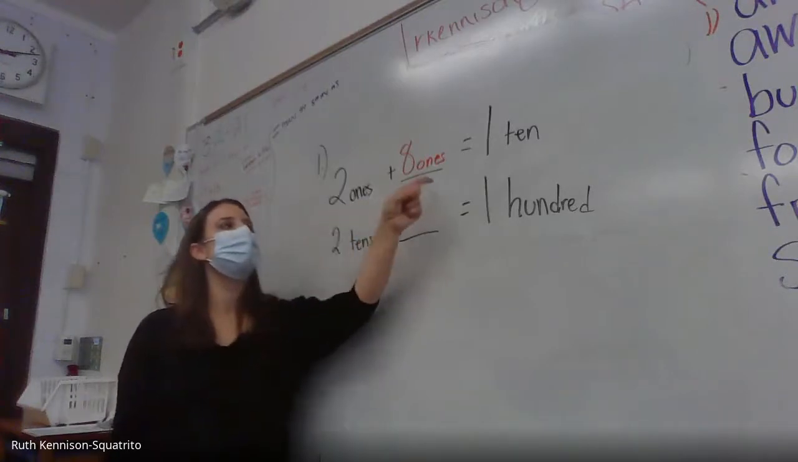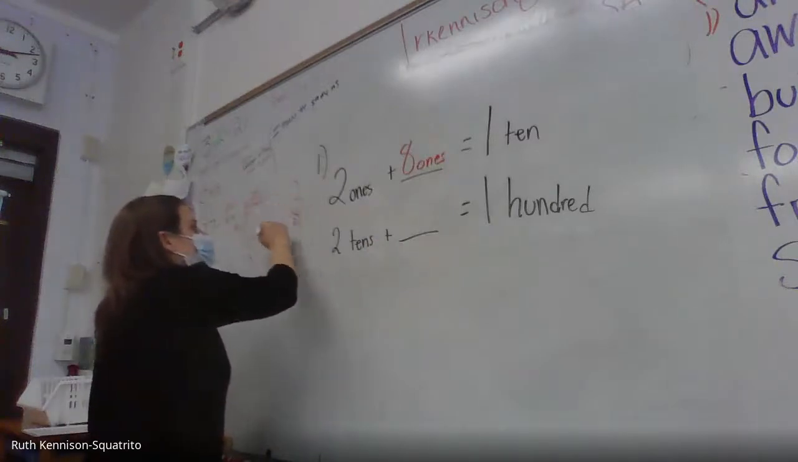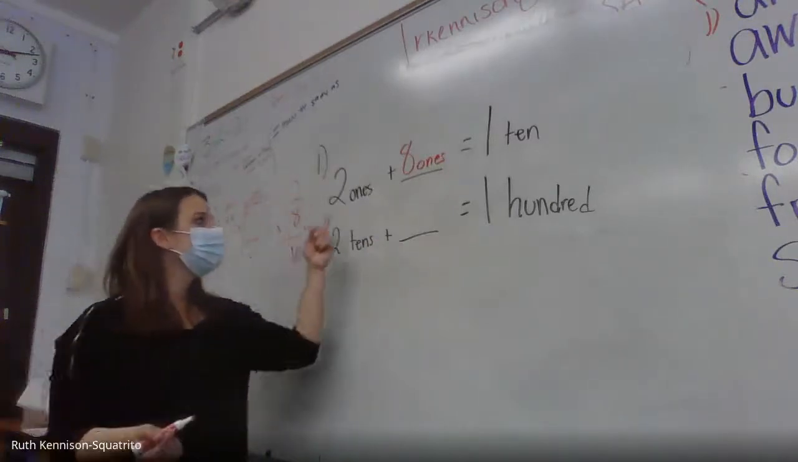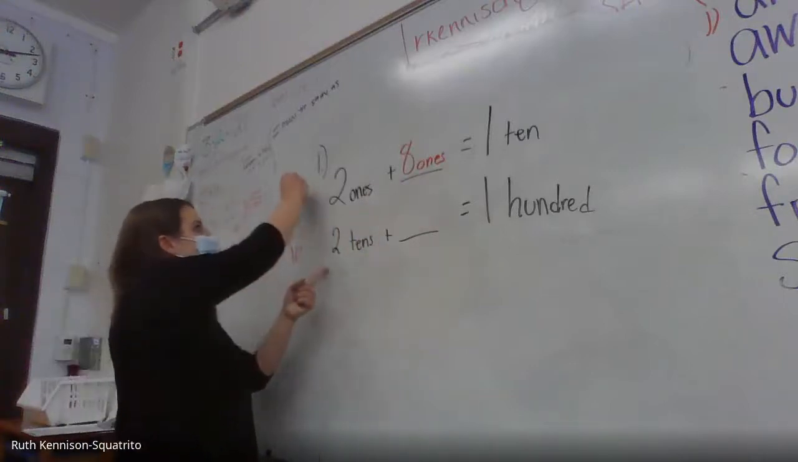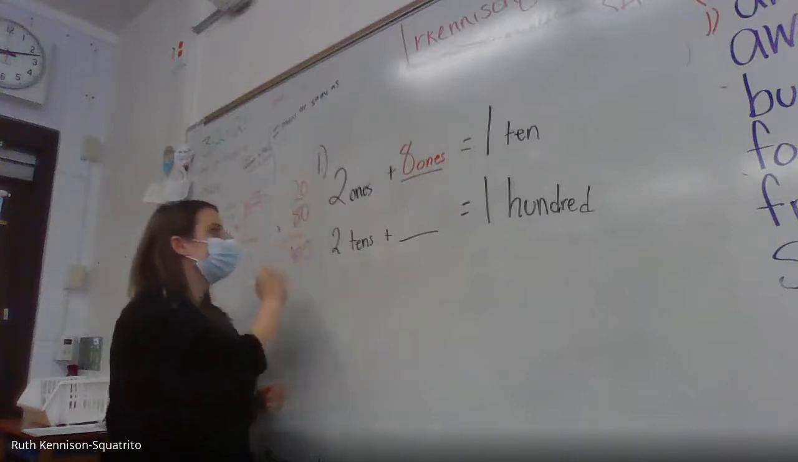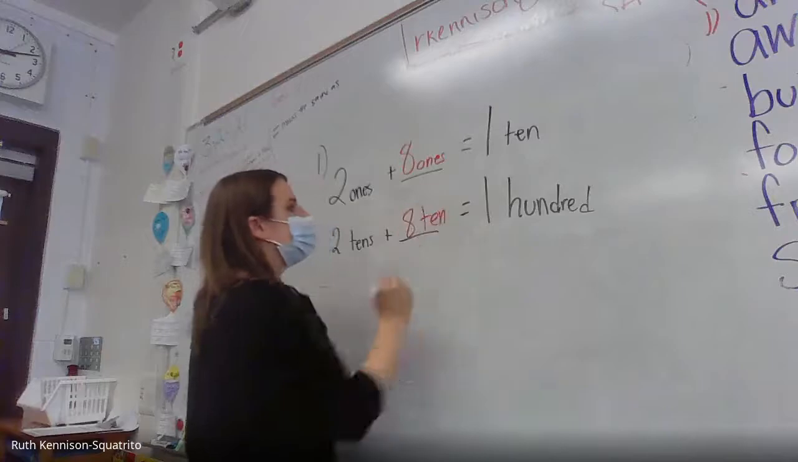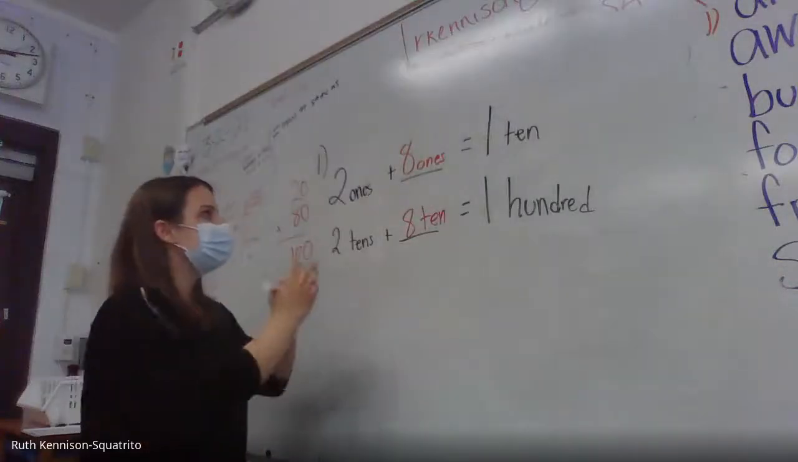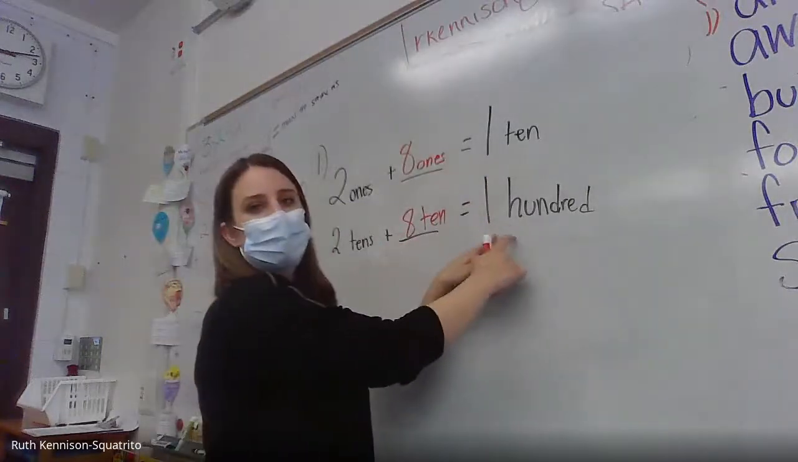Okay. 2 ones plus 8 ones equal 10, right? Because if you go like this, you go 2 plus 8, it equals 10. Okay? So if 2 ones plus 8 ones equal 10, then 2 tens plus 8 tens would equal 100. Oh no, it's too much pressure. No, I don't want to do it. Because 10 ones make 10, and groups of 10 make 100. Okay, that's how we're getting that.